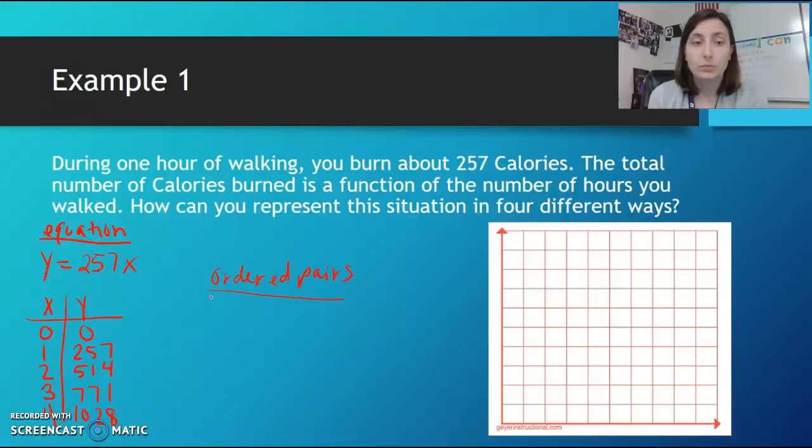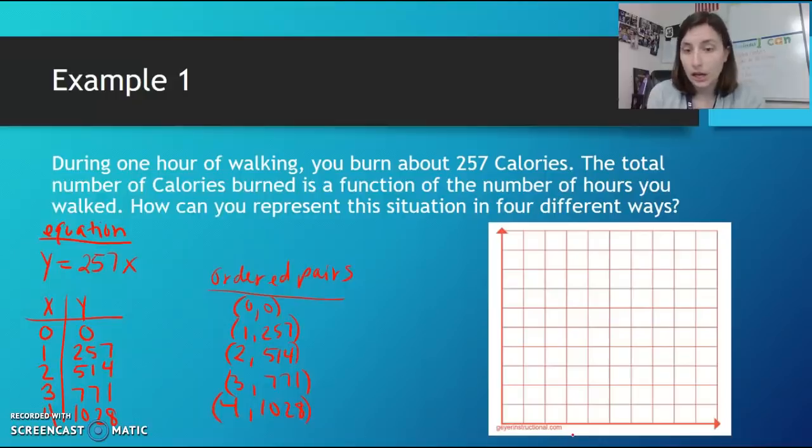I can then make my table into a list of ordered pairs. And so my list of ordered pairs would be just matching those up: 0, 0, and then 1, 257, and 2, 514, and 3, 771, and 4, 1,028. And from here, now I'm just going to graph those points onto my graph.